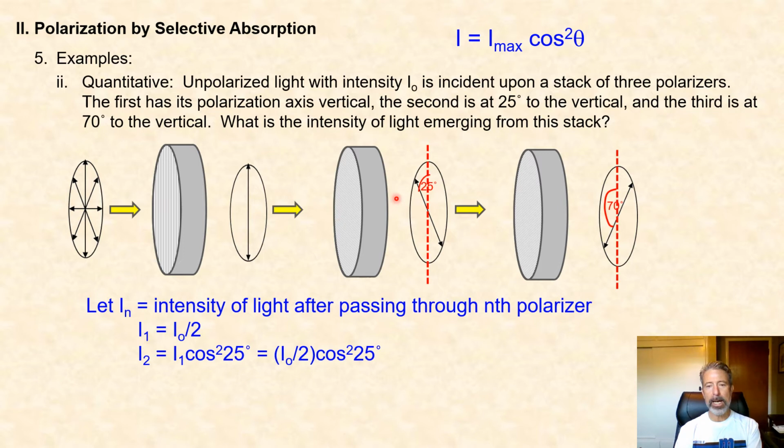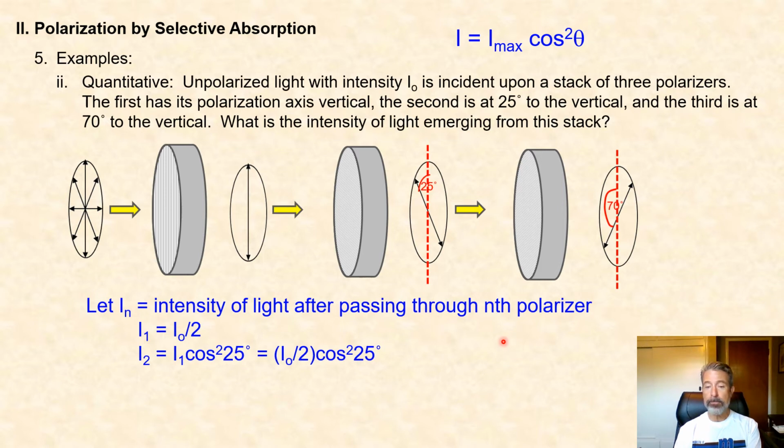We are told that the electric field of the polarized light is in the vertical direction, because that's the direction of the transmission axis of this first piece of Polaroid film, and that the transmission axis of the second Polaroid is at a 25-degree angle to the vertical. Therefore, when we apply the law of Malus, we're going to be taking the cosine squared of 25 degrees. So I2 is equal to I1 cos squared 25. If we plug in our value of I1, we find that I2 is equal to I0 over 2 times the cosine squared of 25.